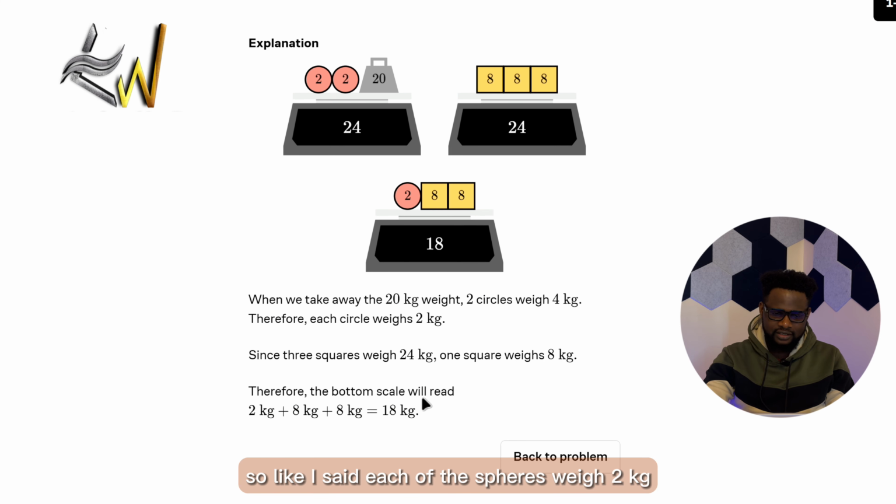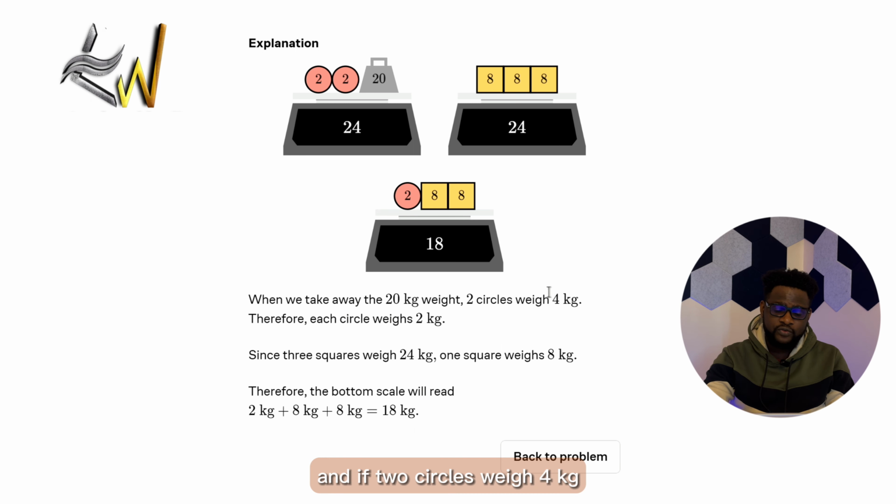Like I said, each of those spheres will weigh 2 kilograms. When we take away the 20 kg weight from 24, we have that 2 circles weigh 4 kg, and if 2 circles weigh 4 kg, each circle is going to weigh 2 kg. Now look at those 3 squares. 3 squares weigh 24 kg, so 1 square is going to weigh 8 kg. Therefore, the bottom scale will read 2 kg plus 2 times 8 kg, which gives us 18 kg. That's the explanation.